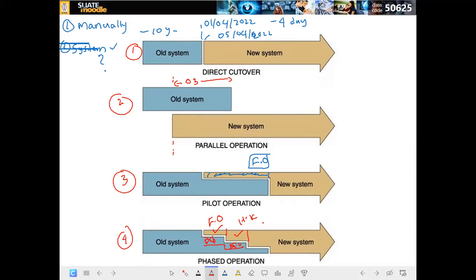The other part is, for example, the HR department. Right? You are going to use the new system. Likewise, students, one by one, module by module, you can implement the new system. All of the old system is still running, but you implement the modules of the new system one by one, and you are going to remove the old system parts. That is what is done in phased operation. Right.